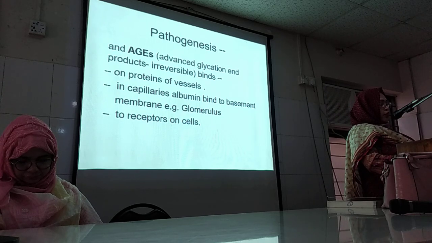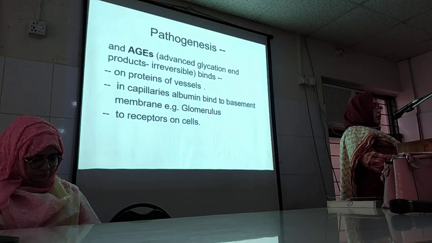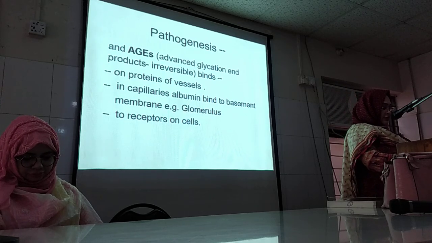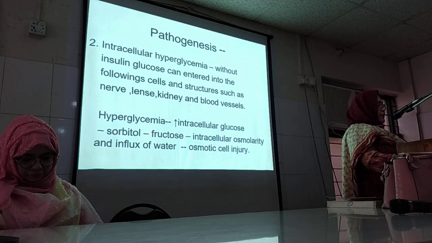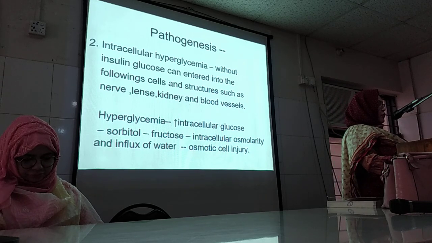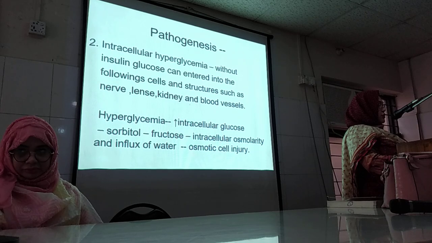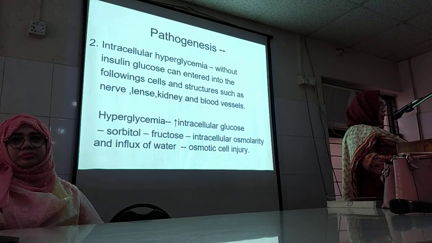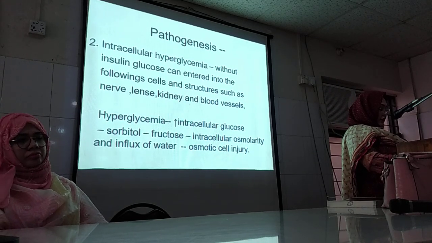Albumin binds to the basement membrane, that is the glomerulus, and to receptors on cells. Intracellular hyperglycemia: without insulin, glucose can enter into the following cells and structures such as nerve, lens, kidney and blood vessel. Hyperglycemia increases intracellular glucose, sorbitol, fructose, intracellular osmolarity and influx of water, causing osmotic cell injury.